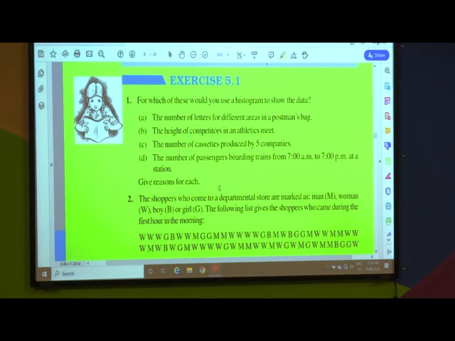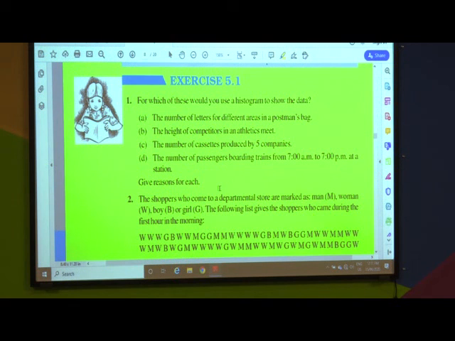this is exercise 5.1. What is the first question? For which of these would you use a histogram to show the data? What are they telling? For the following situations given below, A, B, C, D, for which of these would you use a histogram to show the data? What are the 4 different types of data that they have described here?